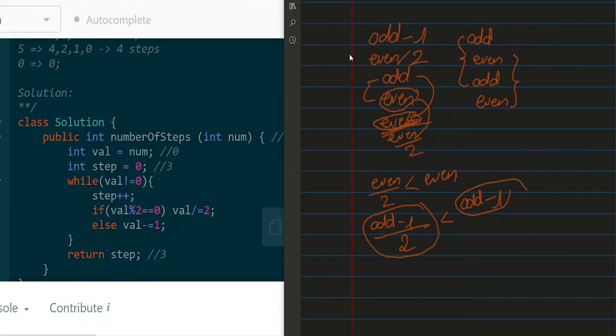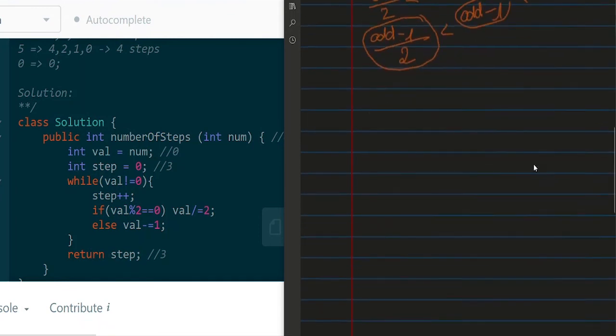So the total number of operations would be the number of odd plus the number of even. And if we divide this by n, we would get 2n, and the big O runtime would be n because we ignore the constant 2.